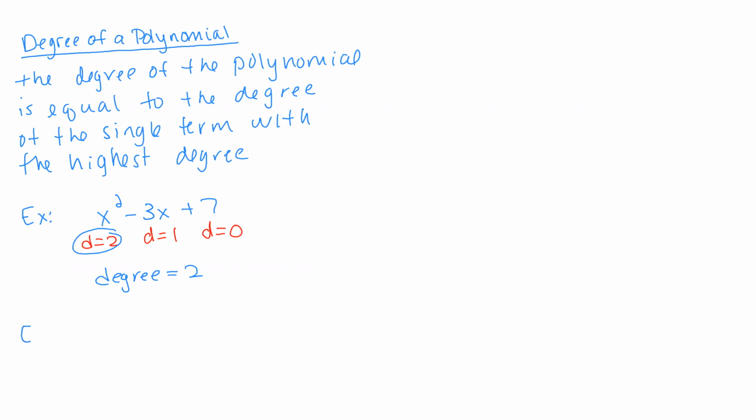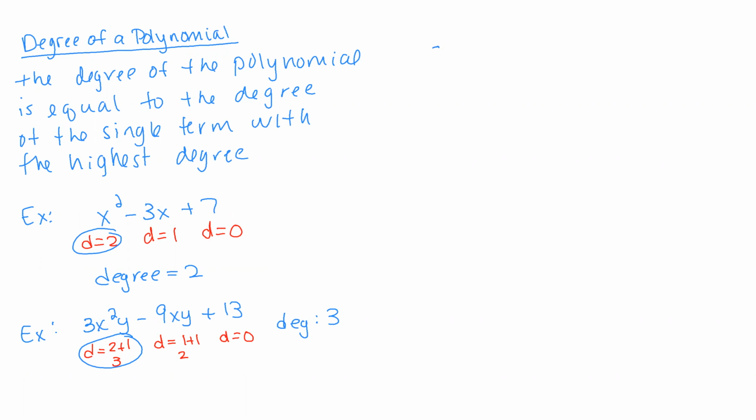Now, where it could potentially get a little bit complicated is if you have multiple variables. So let's say I had 3x squared y minus 9xy plus 13. Okay, so for the first term, the degree is going to be 2 plus 1, or 3. For the second term, the degree is going to be 1 plus 1, or 2. For the third term, the degree is just 0. Well, the highest degree of a single term is 3. So we would say the degree of this polynomial is 3. Okay. And that's really it for the degree. You just have to be really careful.